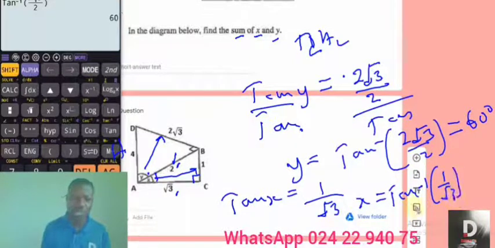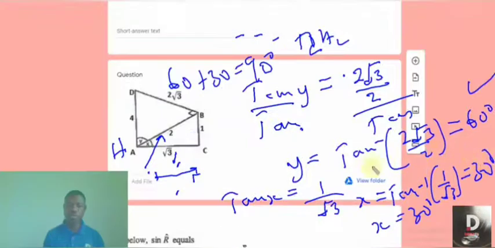So, let's do that. Tan inverse of 1 over root 3. So the person said, find the sum of them. So the sum is 60 plus 30. The answer is 90 degrees.